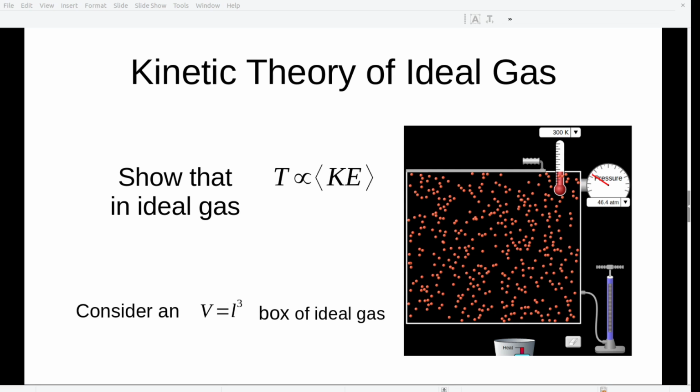Hey there! We're about to look at something pretty neat. We're about to show that just with our understanding of Newton's laws of motion and the empirical relationship, the ideal gas law, we can understand exactly the meaning of temperature.